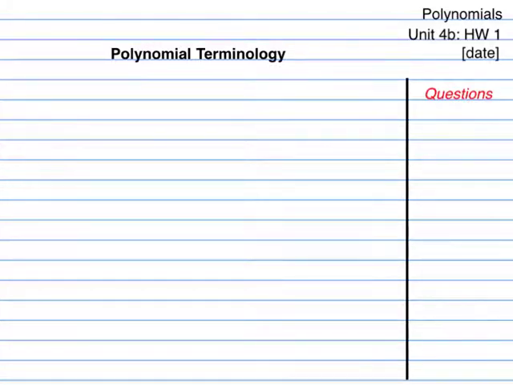So today we're starting a new unit, polynomials. Before you start today's notes, go ahead and take a moment. In the upper right-hand corner of your paper, label Polynomials, Unit 4B, Homework 1 with the appropriate date. Make sure you're setting up your paper for questions, comments on the right-hand side. And then today we're going to talk about polynomial terminology.